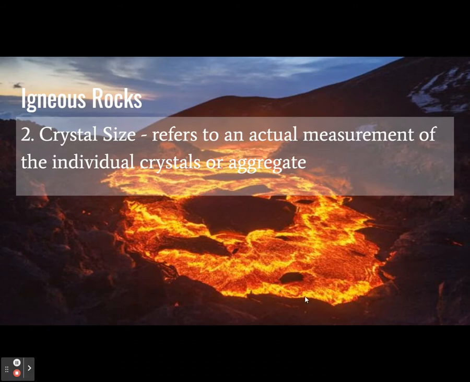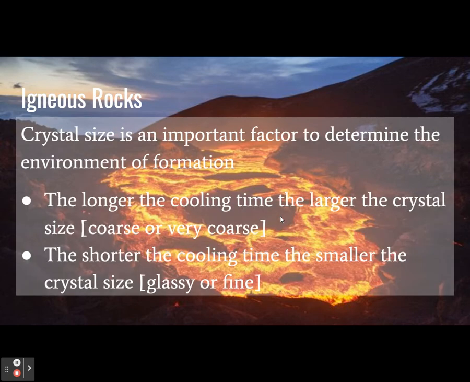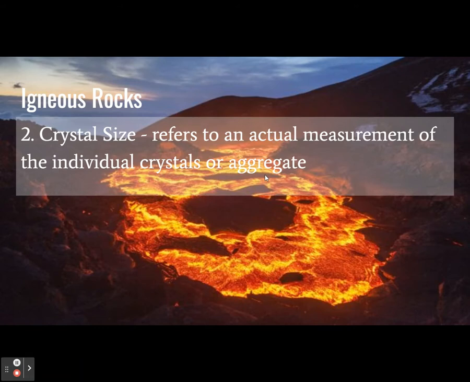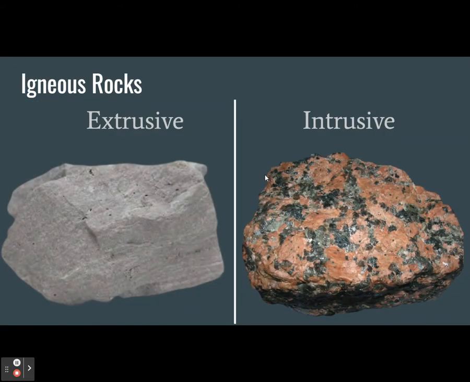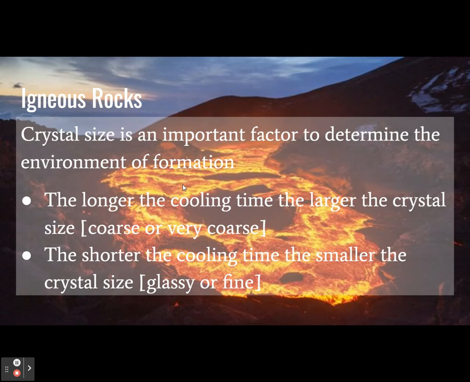So next we have crystal size, which I kind of just talked about a little bit. Crystal size refers to the actual measurement of the individual crystals or the aggregate. Aggregate are the pieces that are inside of the matrix, which is the majority of the rock. So like over here, the pink stuff would be the matrix, and the little black pieces would be the aggregate. So crystal size is an important feature here.